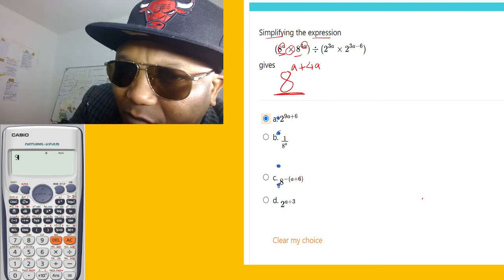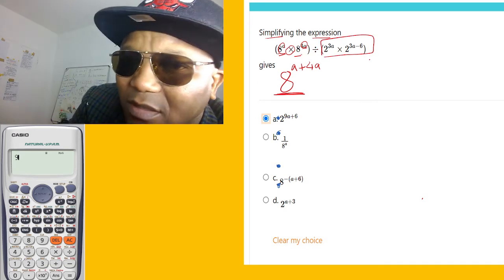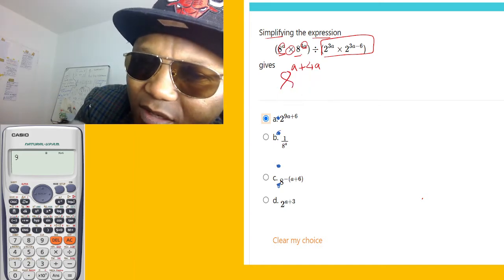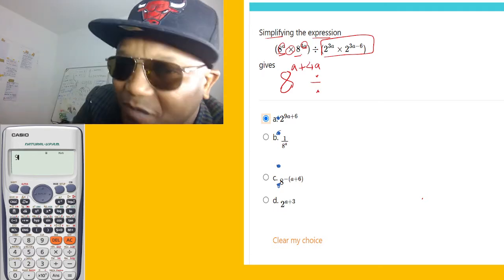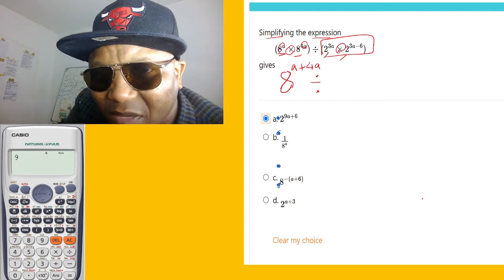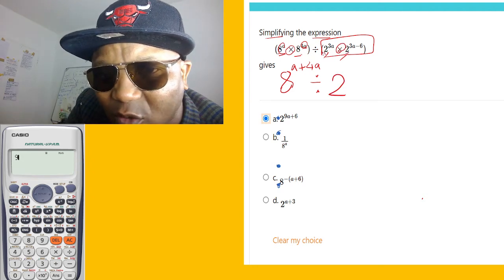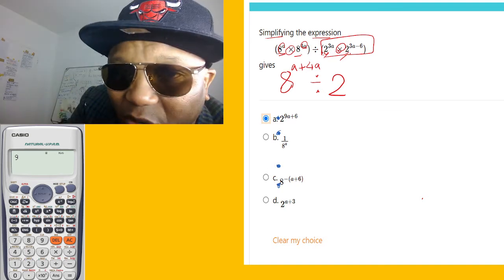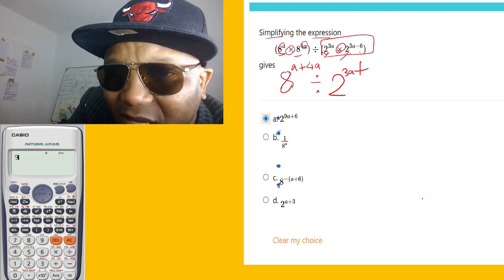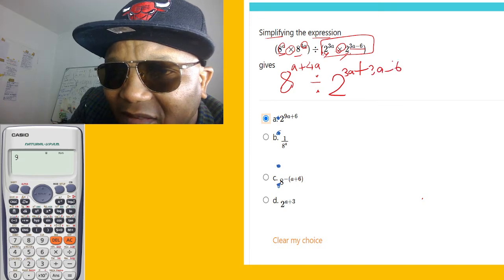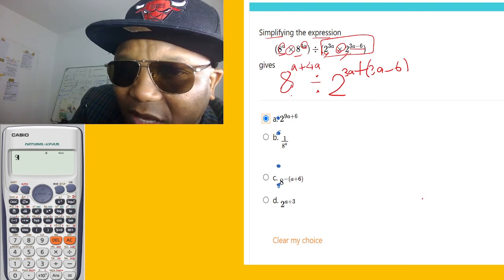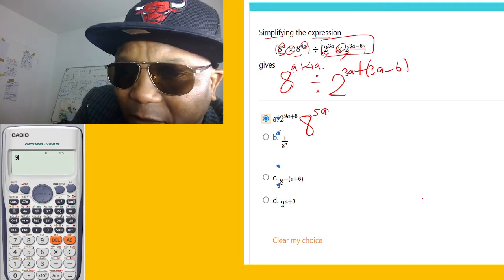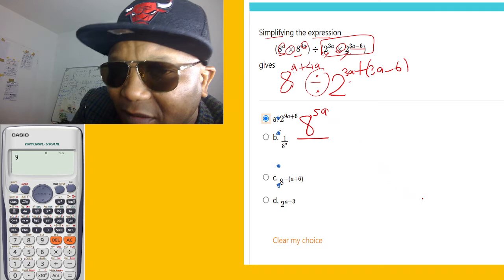But let's not jump everything, because a lot of people here are beginners. Let me go step by step. The bases are the same and there's a multiplication here, so I'm only going to write one base, which is 2, and the law applies. Then I'm going to say 3a plus this, which is 3a minus 6. Always put your little bracket like that. So now the top is going to be 8 power a plus 4a, equal to 5a. Now this is divide, I'll say over 2.